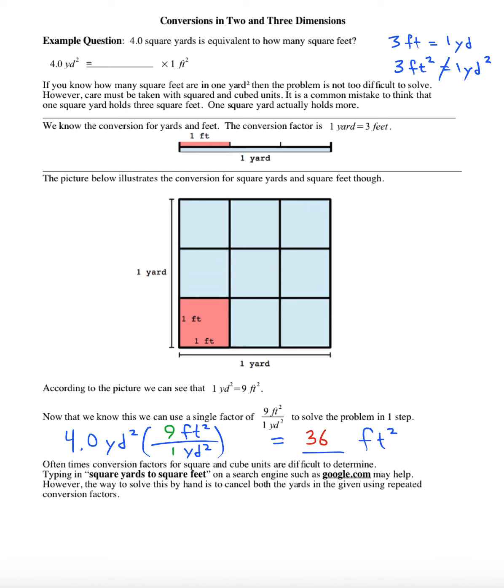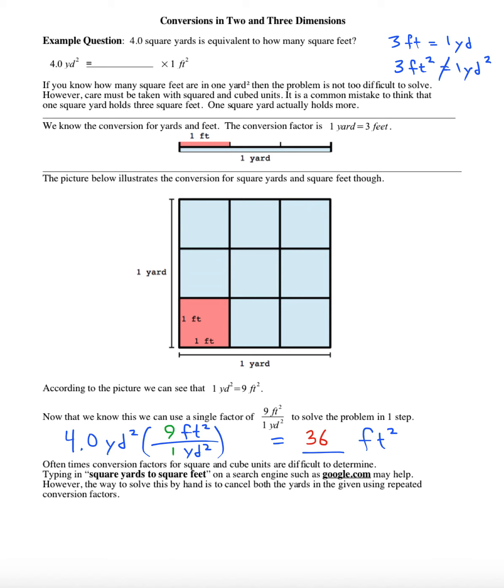Oftentimes, we may find difficulty finding that relationship between a square unit and another square unit. So instead, I'm going to use multiple conversion factors to solve it. Here's how it works. Just like before, we want to write the quantity that we want to convert on the left, and then write our desired units on the right. Nothing different there.